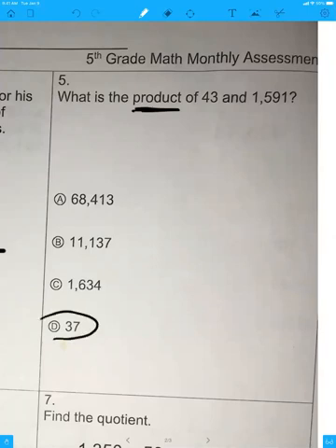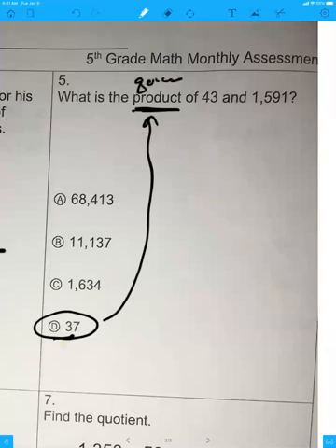So they put this in here to see if you know what this word means. Because if this said quotient, then that would be the answer, right? But it says product, so you have to know product is multiplying. Now, if you just multiplied and did all this work, that's great. But if you know that means multiplying, can 37 ever be the answer? No. If you have 1,590 43 times, could 1,634 be the answer? So you're already down 2 choices. If you know what product means, you're down 2 choices, right?